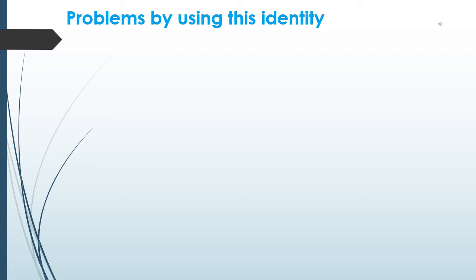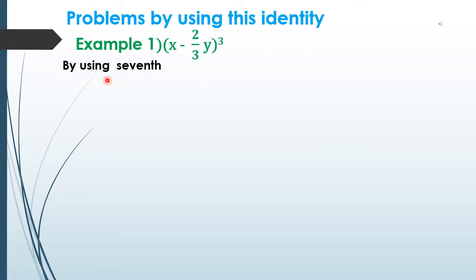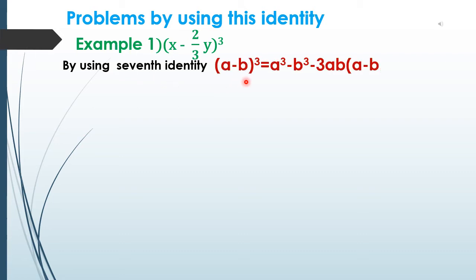Now let us solve some problems by using this identity. Example 1. (X minus 2 by 3y) whole cube. We will use seventh identity. That is (a minus b) whole cube is equal to a cube minus b cube minus 3ab into (a minus b). Here a is equal to x and b is equal to 2 by 3y.